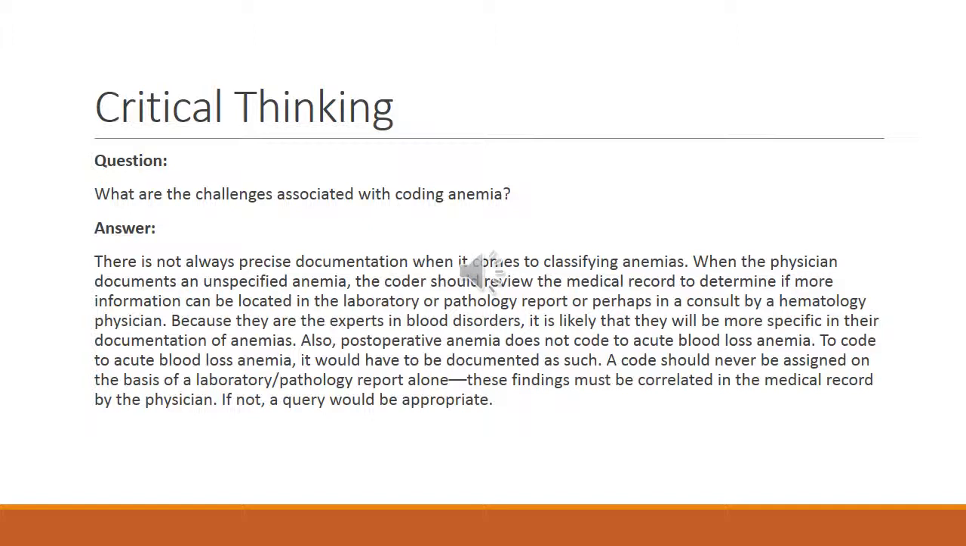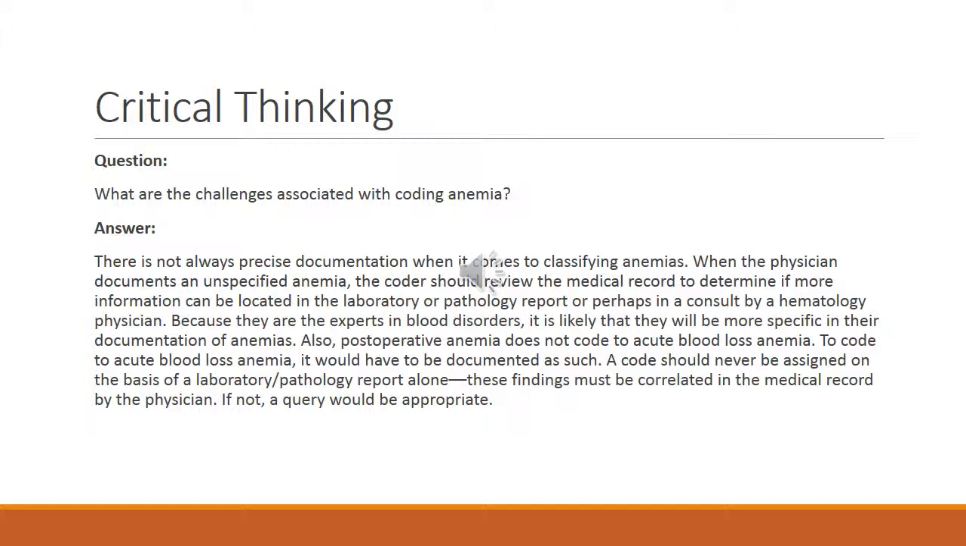And our answer. There is not always precise documentation when it comes to classifying anemias. When the physician documents an unspecified anemia, the coder should review the medical record to determine if more information can be located in the laboratory or pathology report, or perhaps in a consult by a hematology physician, because they are the experts in blood disorders. It's likely that they will be more specific in their documentation of anemias.